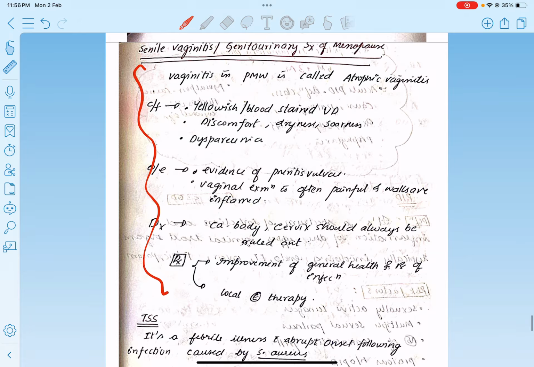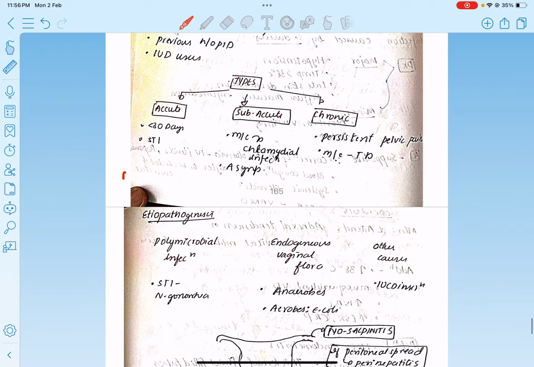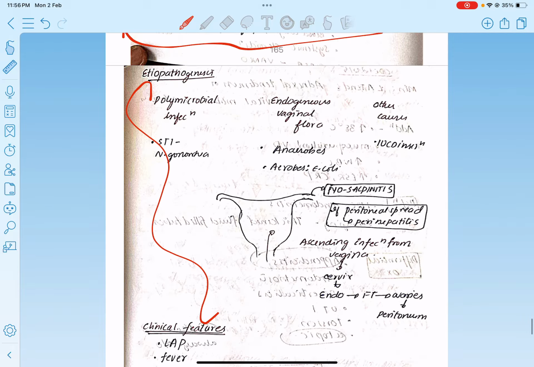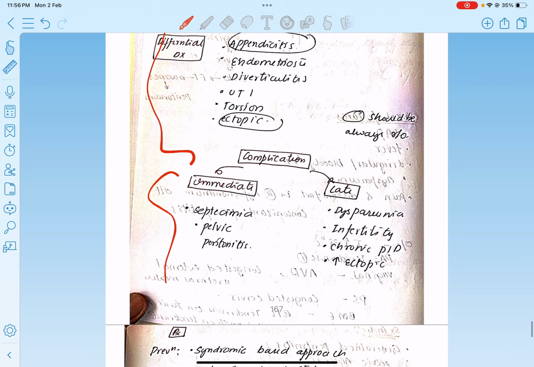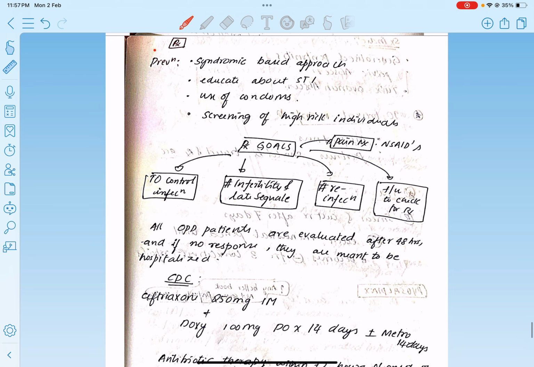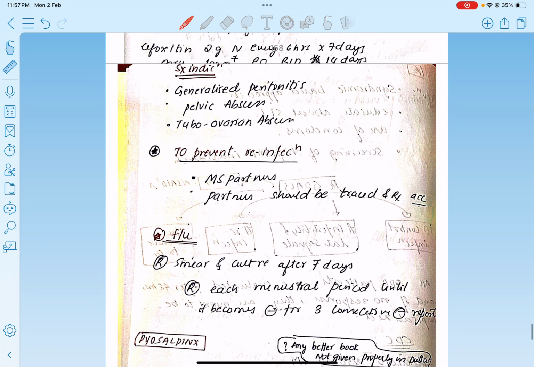And senile vaginitis due to age. PID, again you need to talk about all these things. Okay, what are the causes? Again, how do you go about it? These are the complications. And how do you prevent it? About the drugs.